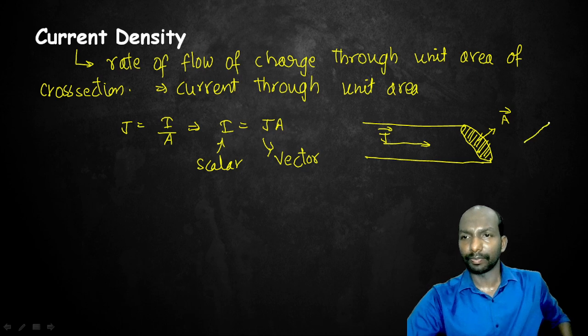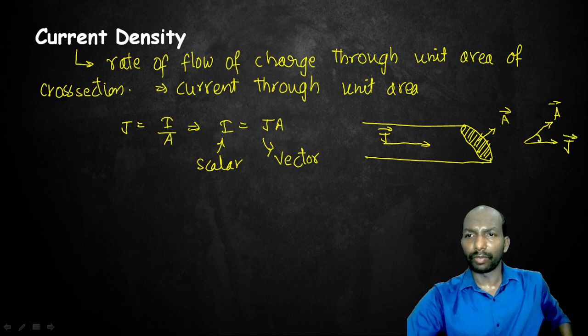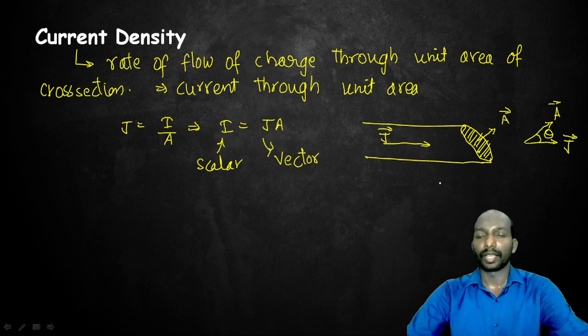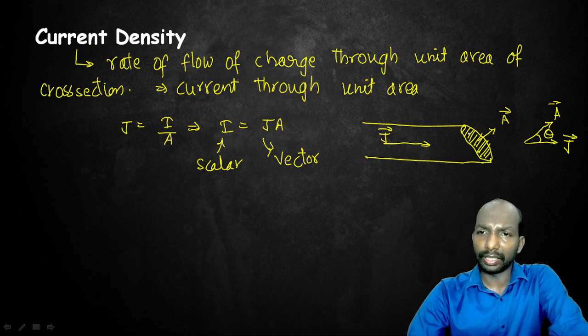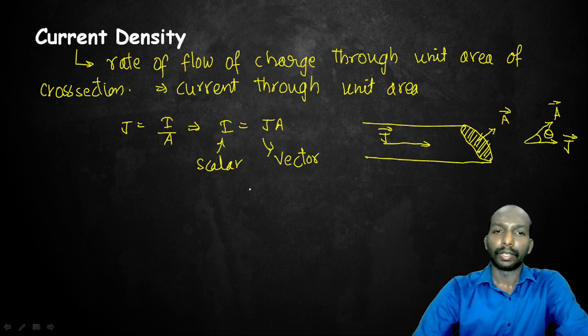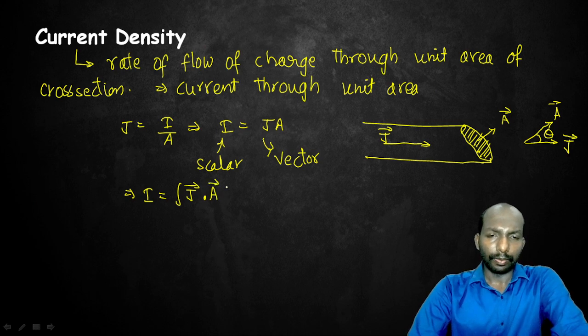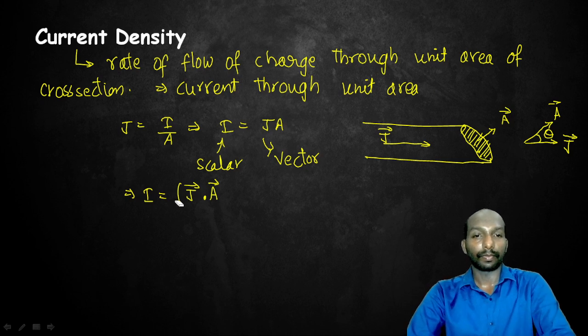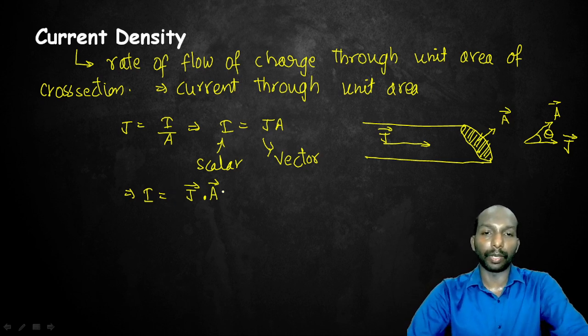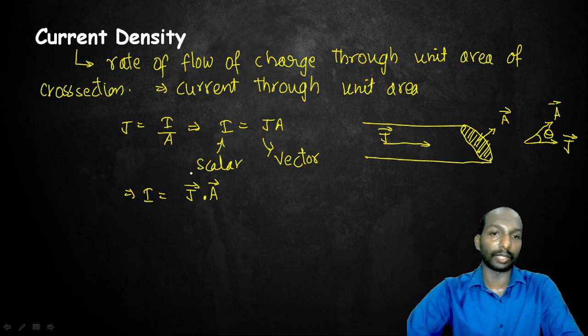Now here we can observe A bar is like this, J bar is like this. Between these two, the angle is theta. Now I want to find how much current is flowing across this slanted area of cross section. So let us find it. Actually I equals the integral of J bar dot A bar, but here we have to take J bar dot dA bar.